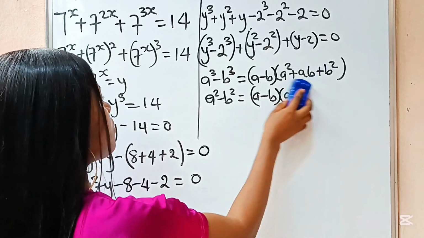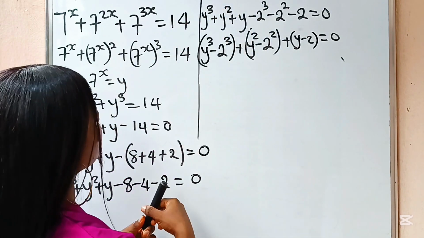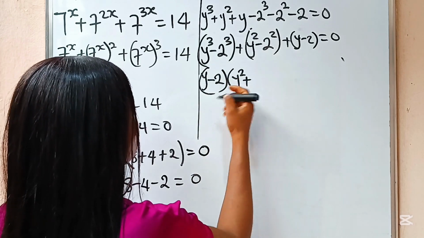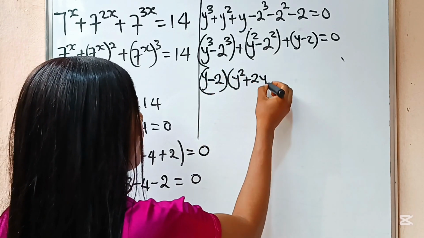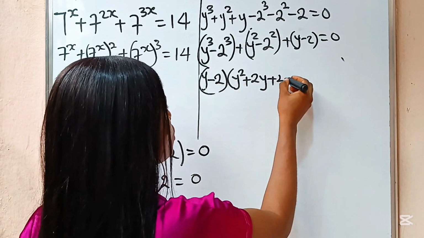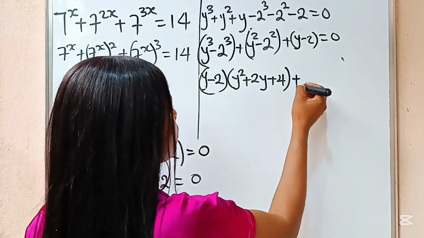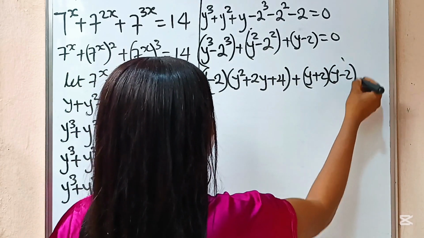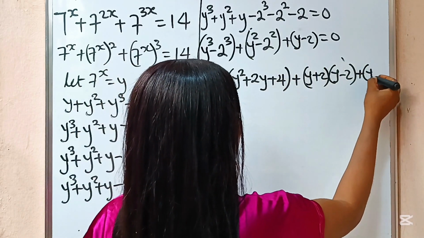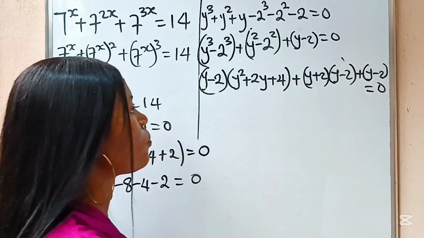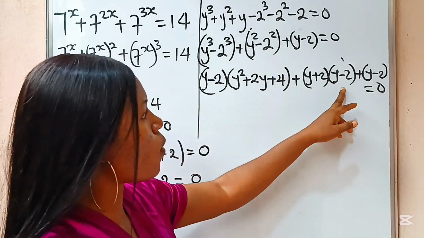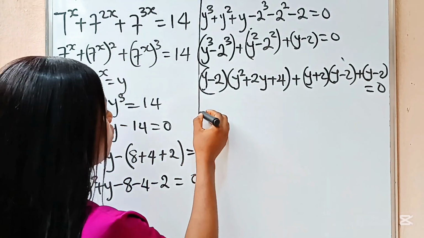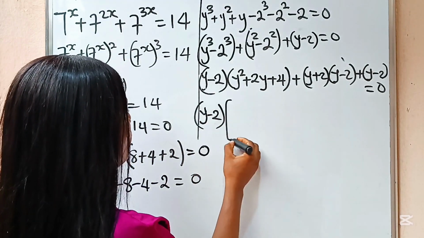So that simply means that we can now write this as y minus 2 multiplied by y squared plus ab, that is 2 times y, which is 2y, plus b squared, that is 2 squared, which is 4, all right? Then plus, this is difference of 2 squares, so it's going to be y plus 2 multiplied by y minus 2, all right? Then plus y minus 2 is equal to 0. Now if you look closely, we have y minus 2, y minus 2, y minus 2. So let's factorize that. If we do that, we are going to have y minus 2 open bracket.